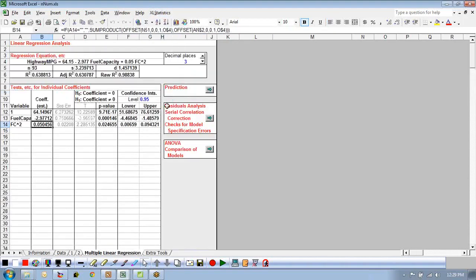See if I got that. There it is right there, 63.8% r squared. So it's the same model. Okay? So I just wanted to prove that to you. And what if I wanted to add then not just fuel capacity and fuel capacity squared, but what if I wanted to add weight to that?